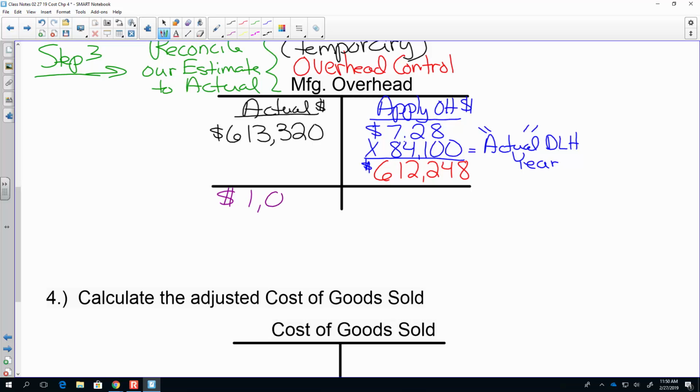$1,072. Okay. Do you feel that amount is material or immaterial? Immaterial. Yes, I agree. And we call this not a difference, what do we call it? What's the term? Variance. Variance.